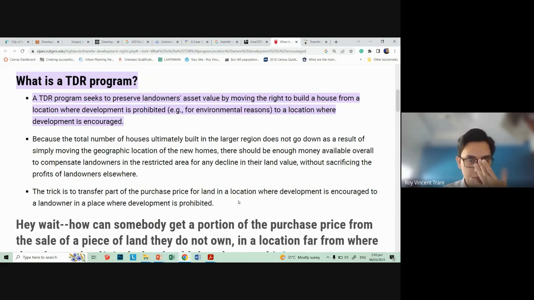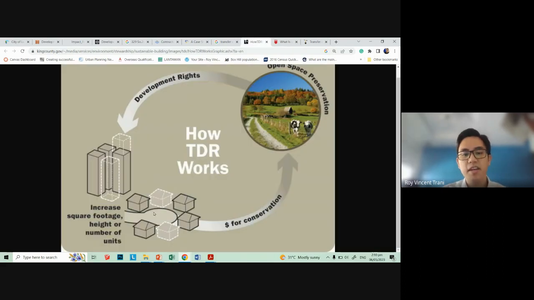Basically, just going like this. So the landowners where development is encouraged, they give an amount, a cash price, to increase their development rights. So taller buildings, more houses, etc.